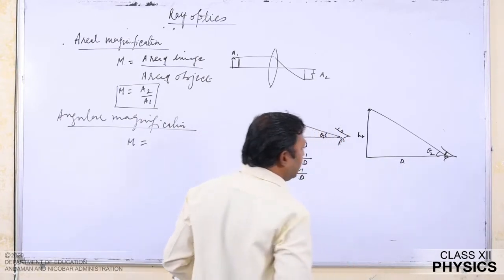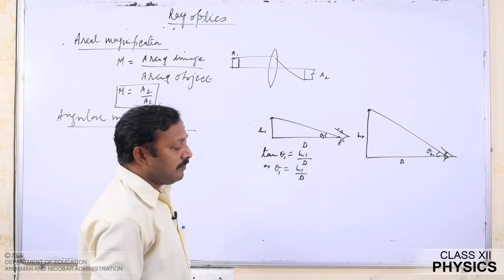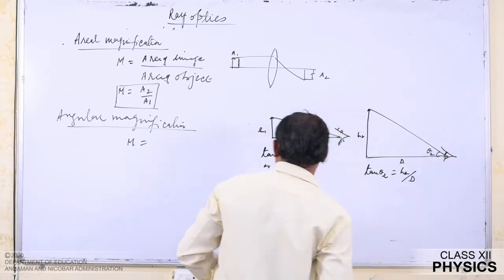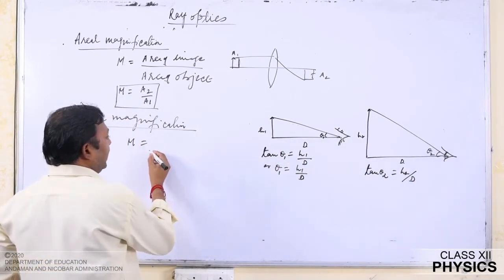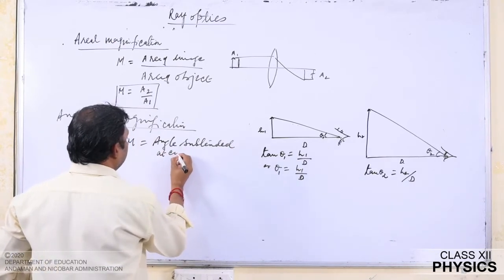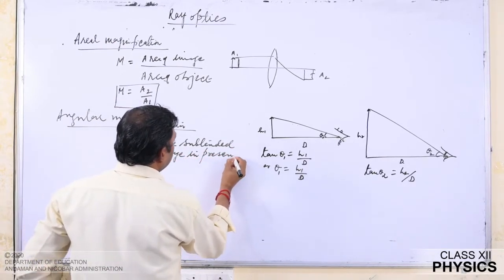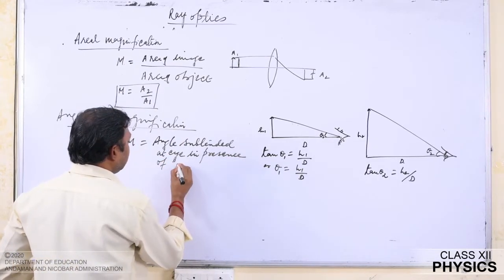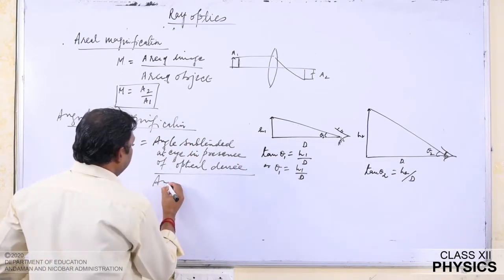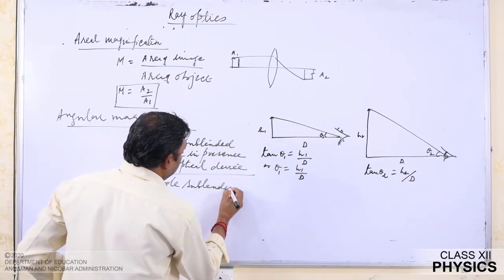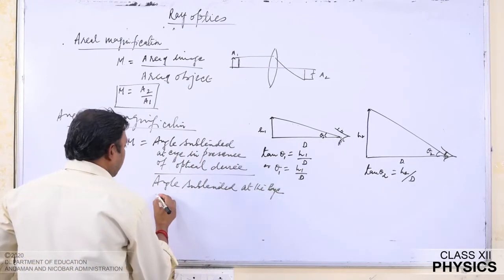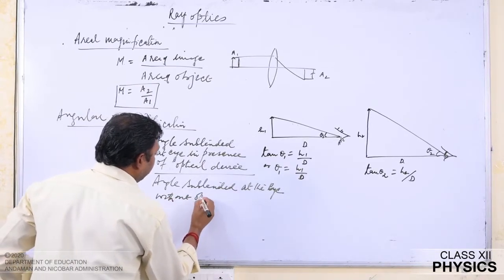So it also has to be formed at a distance of distinct vision for proper viewing. So tan theta 2 is equal to h2 by d. So angular magnification may be defined as the angle subtended at the eye in presence of optical devices to the angle subtended at the eye without optical device.